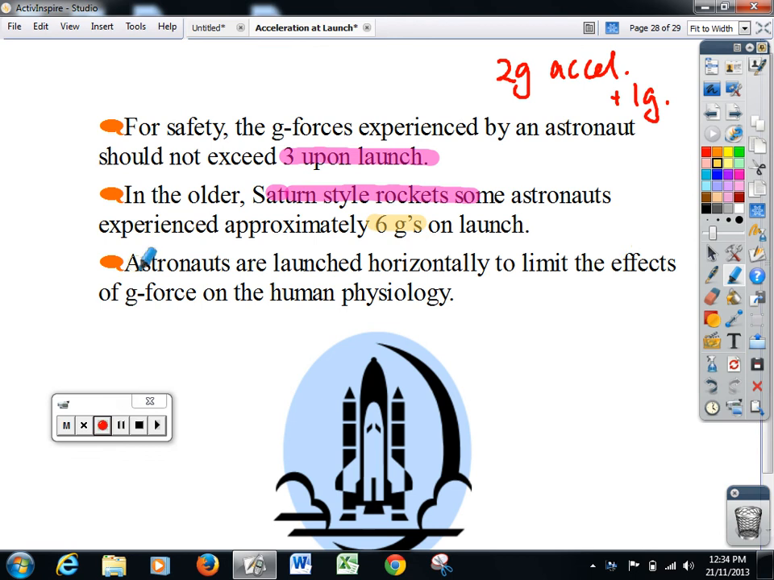And finally, astronauts are launched horizontally to limit the effect of g-force on the human physiology, and it'll be explained that most of that is to do with blood being forced from the brain and causing them to feel lightheaded and becoming unable to operate the craft and becoming confused and so on. At very large Gs, we can even cause structural bone problems and dislocations and so on. And also breathing becomes very difficult.